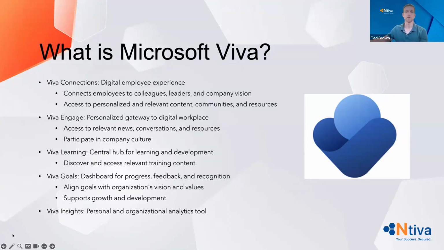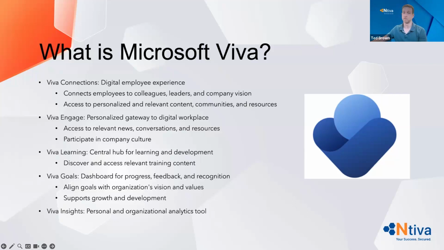The first one we're going to cover is Microsoft Viva Connections, which is a digital experience that connects employees to their colleagues, leaders, and company vision by enabling them to access personalized and relevant content, communities, and resources. Next, we're getting into a little bit of Viva Engage, which is a personalized gateway to the digital workplace where employees can access relevant news, conversations, resources, and participate in company culture. We're getting into Viva Learning, which is a central hub for learning and development, where employees can discover and access relevant information and training content from various sources, and managers can also track learning goals.